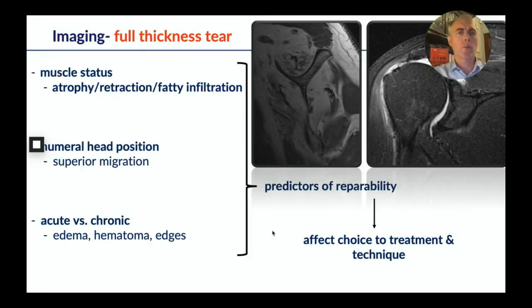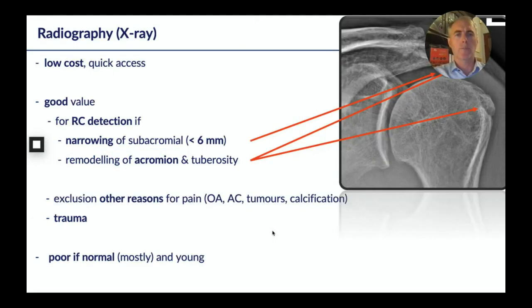But we are also looking at other parts of the cuff, like the muscle. We'd like to know whether there is any sign of atrophy, retraction, fat infiltration, or another sign of chronicity like superior migration of the humeral head. Imaging may also help us differentiate between acute and chronic tendon tears. Those are all important predictors of repairability of the tendon that may affect our choice of treatment or the technique if we choose to operate.